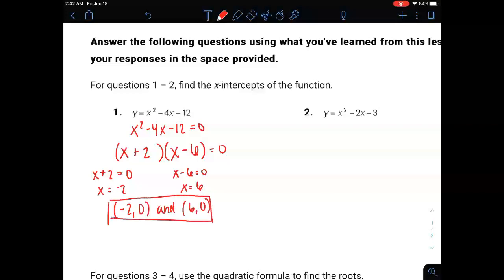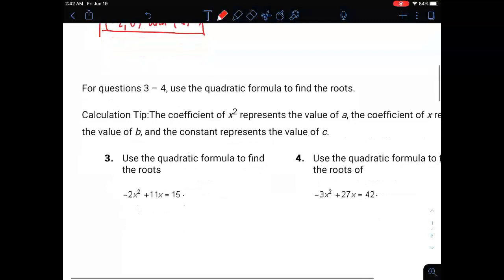And again, it's specific. It says x-intercept, so that means I have to write them as coordinates. Again, that's knowing the slight difference between wording. So I have to write them as coordinates because that's what it's asking for, the x-intercepts. Now, moving forward for the next question, 3 and 4, it's saying find the roots, right? So I'm just trying to solve for x.